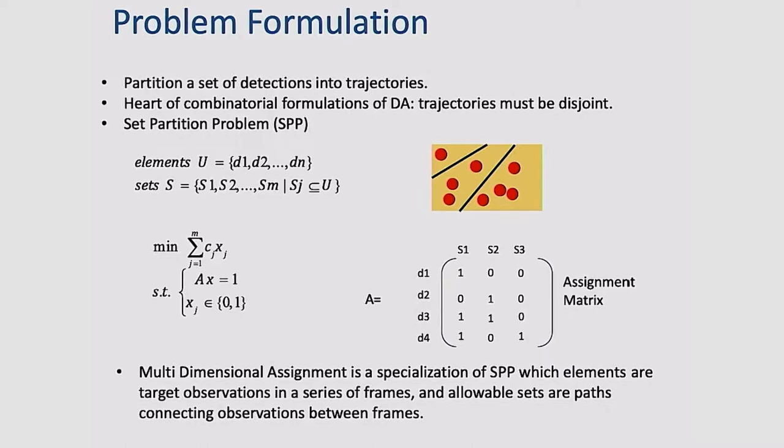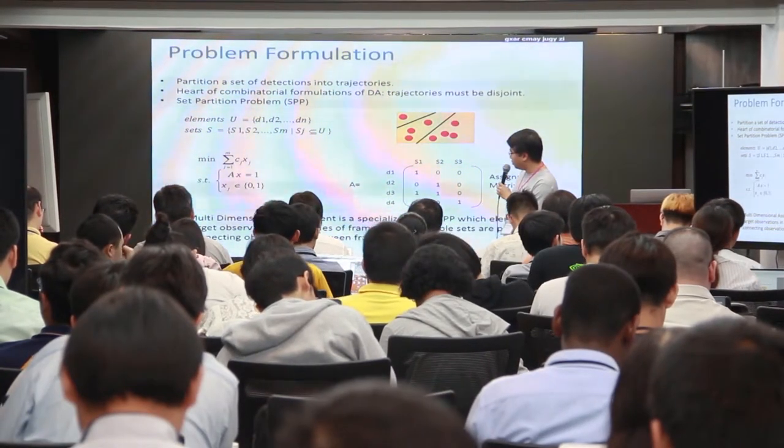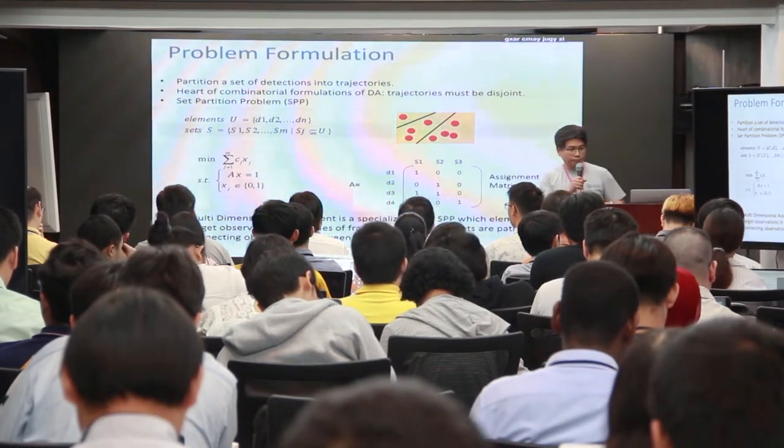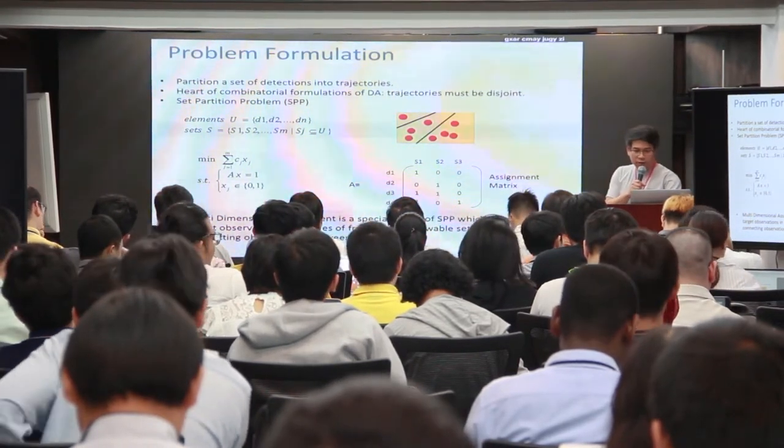Usually, given the cost function, it can be formulated as another optimization problem. So these are tracks S1, S2, S3. The tracks are disjoint, so you assume that each track corresponds to an object, and they should not have any shared object in them. Each object is associated with one and only one track. Maybe some objects are not associated with any track. And then you optimize for this.